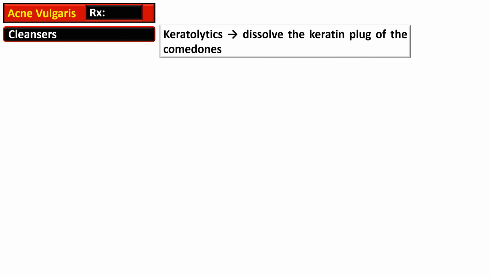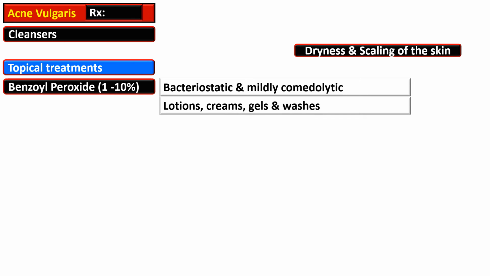Cleansers are used as keratolytics that dissolve the keratin plug of the comedone, and they may result in dryness and scaling of the skin. The topical treatment used is benzoyl peroxide, available in 1 to 10%, and it is bacteriostatic and mildly comedolytic. It is available in lotion, cream, gel and washes. So, depending on the skin type, the prescription is given.